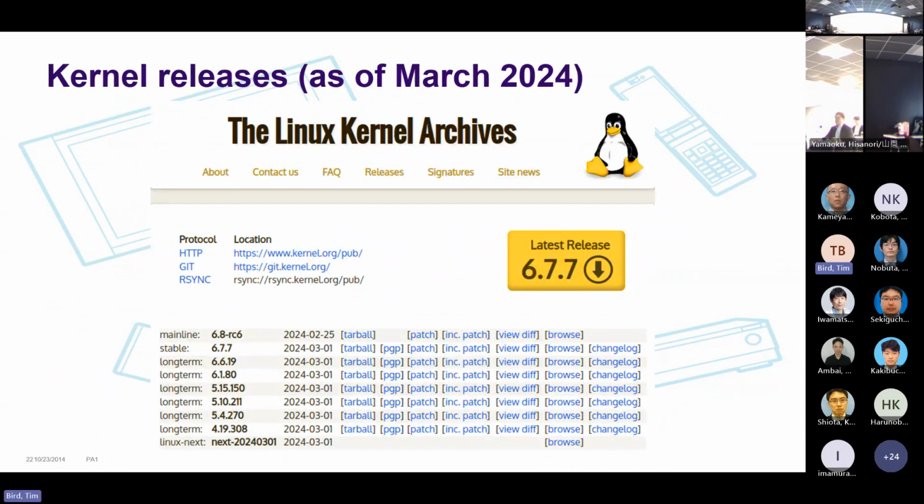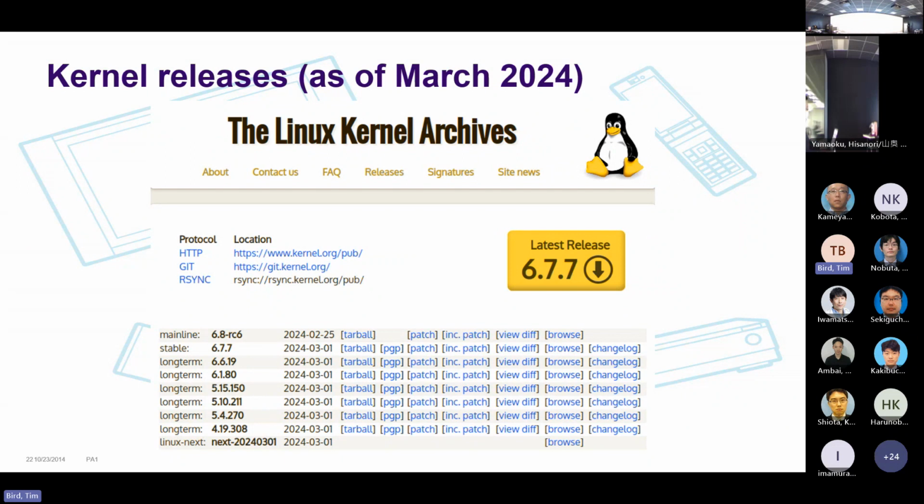So this is actually not this week, but as of March. I took it relatively recently. Took it in February. Oh, I took it on March 1st, I think. Anyway, mainline when I took this snapshot was at 6.8. This is just a screenshot of kernel.org, and you can see the long-term versions and when they were last updated. So this all makes sense. The current released kernel, the stable kernel right now is 6.7.